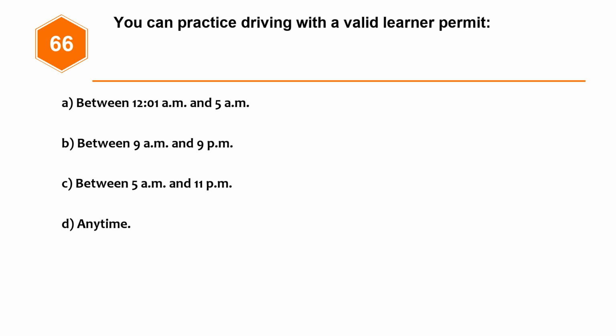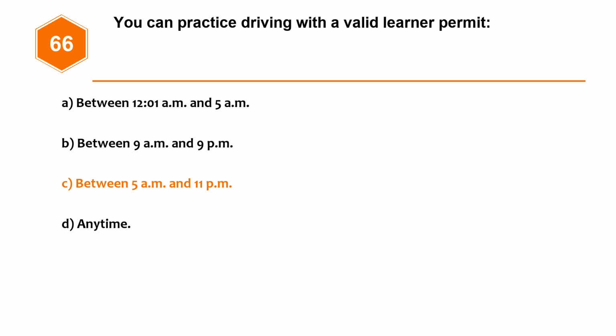Question 66. You can practice driving with a valid learner permit. Option A, between 12:01 a.m. and 5 a.m. Option B, between 9 a.m. and 9 p.m. Option C, between 5 a.m. and 11 p.m. Option D, anytime.